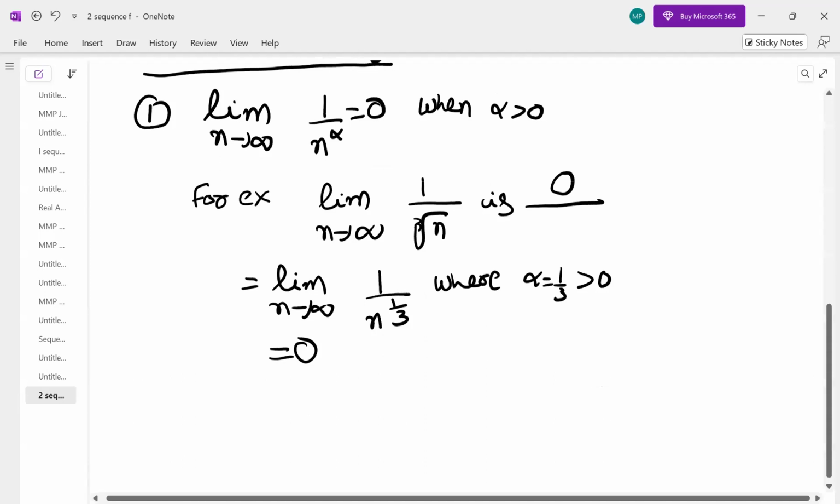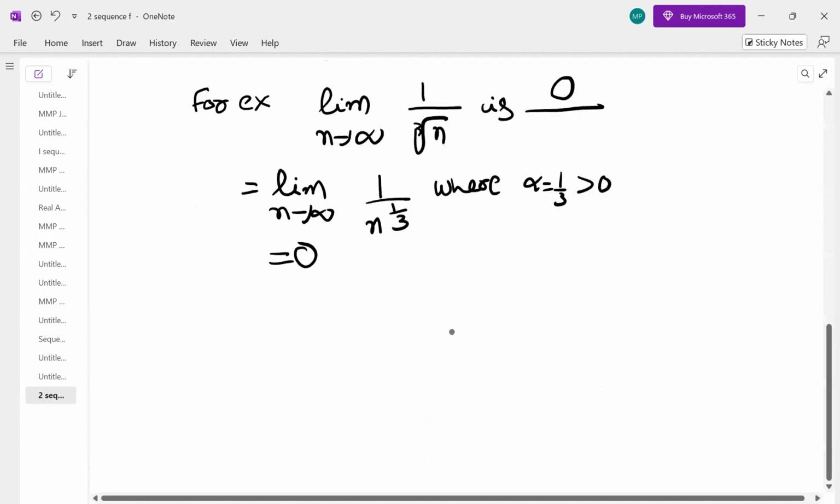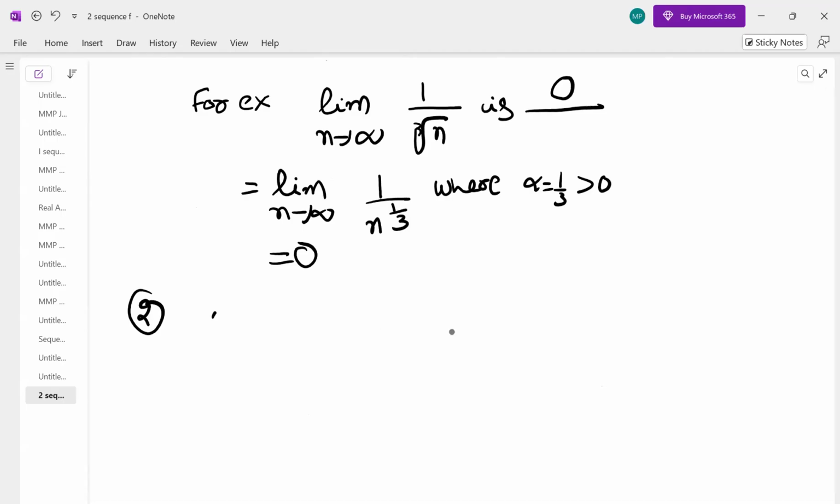Next, another standard result which we'll be using in this course: limit n tending to infinity of x power n is 0 if mod x is less than 1. Yesterday we have used this. It is applicable even for negative x also. So whenever mod x is less than 1, it will be 0. If it is greater than 1, it is infinity. That is what we used yesterday. So you can see here x can be anything.